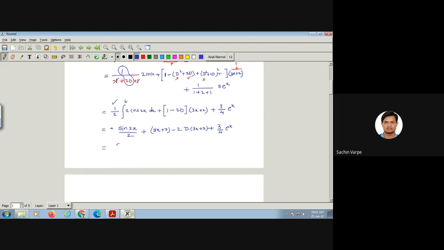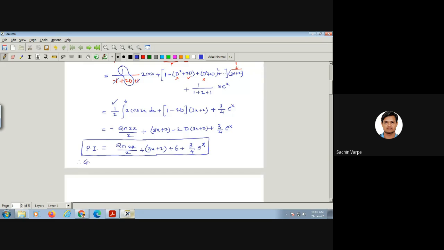That is equal to sine 2x upon 2 plus 3x plus 2 plus 2 into, what is the derivative of 3x plus 2? It is 3. So 2 threes are 6, right? Plus 3 by 4 e to the power x. You can see D is completely eliminated, isn't it? And that is our required particular integral. Clear to everyone? Come on, everyone, please do reply in the chat box whether it is clear or not.